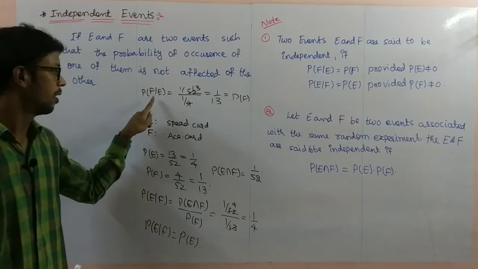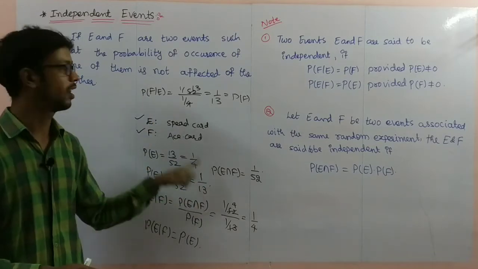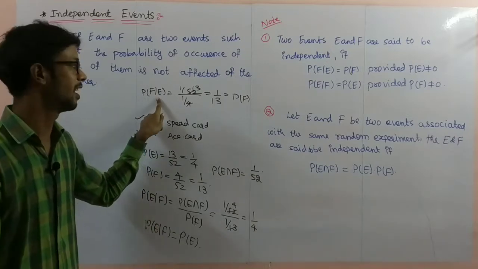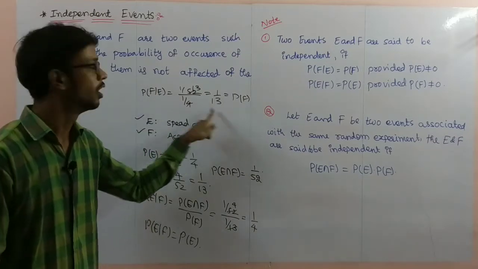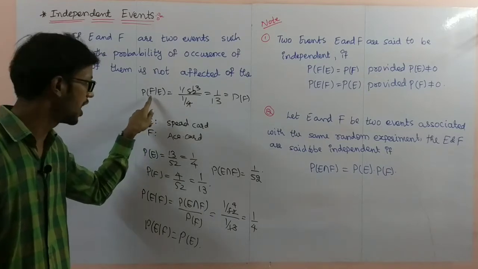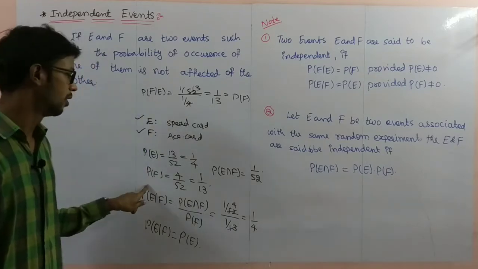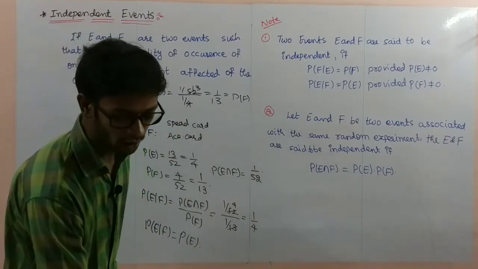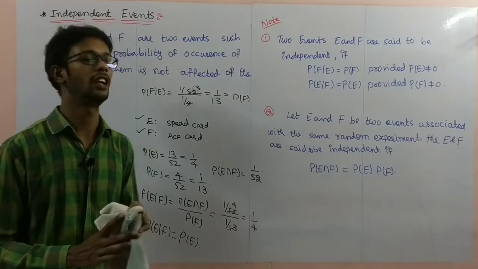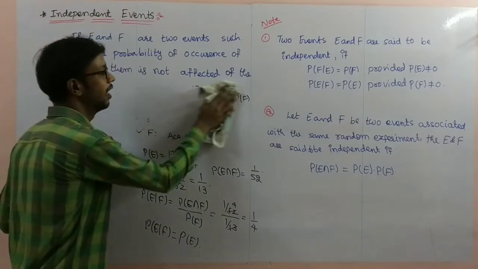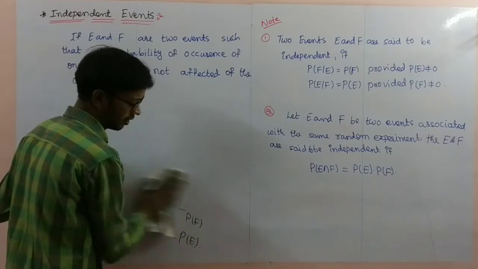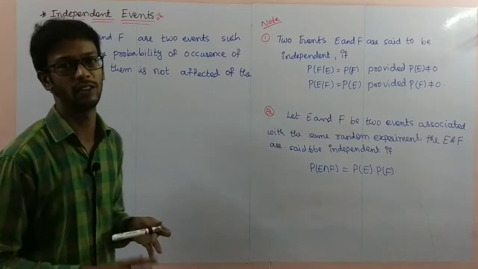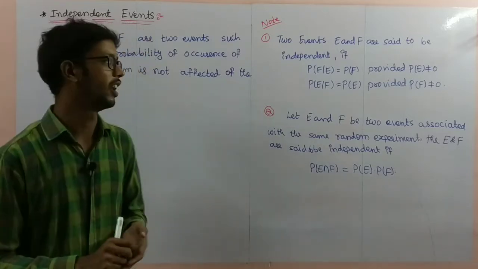And here you observe probability of F is 1 by 13. Probability of F when E has occurred is also 1 by 13. So when E occurs, there is no change in the probability of F. So these two events are called independent events. So this is the way of finding the independent events. So this is the definition, but we won't do this total process. This is a very lengthy process for finding whether events are independent or not.